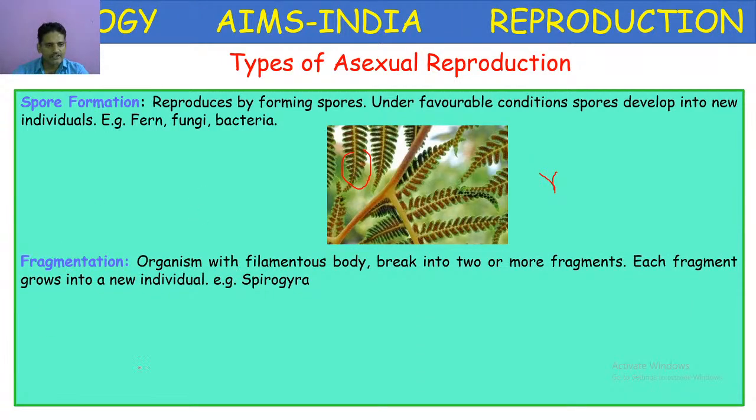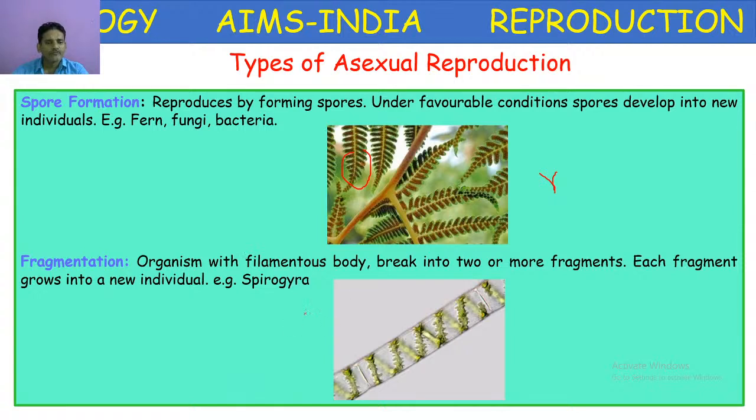Next, fragmentation. Fragmentation is seen in some algae, green algae, and also in fungi. The organisms with a filamentous body break into two or more fragments, and when those fragments fall on a suitable substratum, they grow into new individuals. Example, Spirogyra. Spirogyra is a green algae.